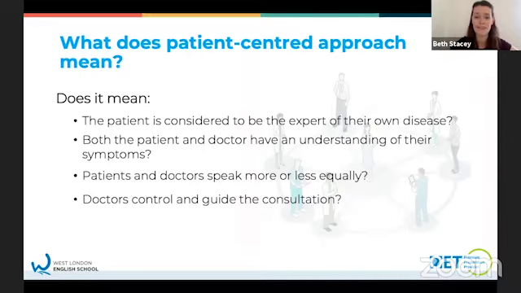Now, while it does say doctor here, this applies to all medical staff, all professions. So if you're a nurse, you can change it to nurse. If you're a pharmacist, I think both the patient and pharmacist have an understanding. Let's go through the answers.